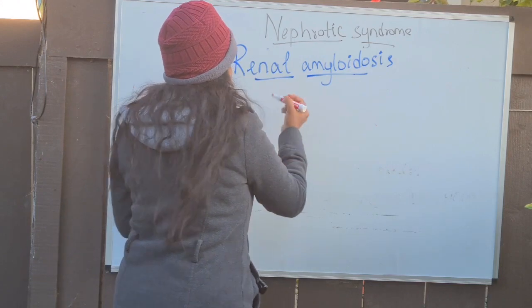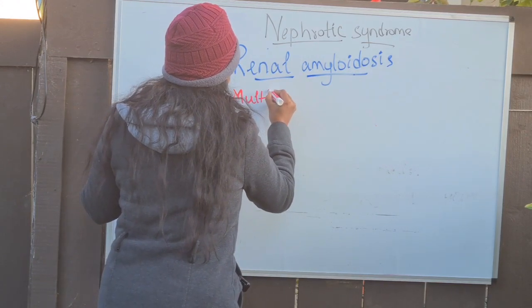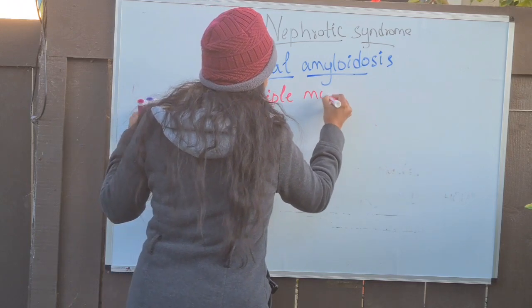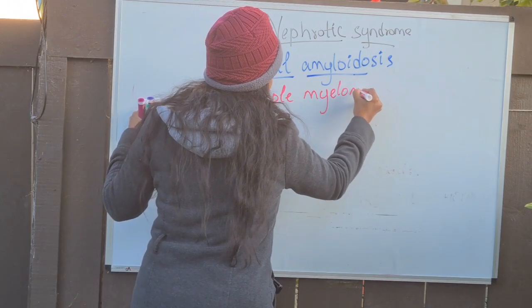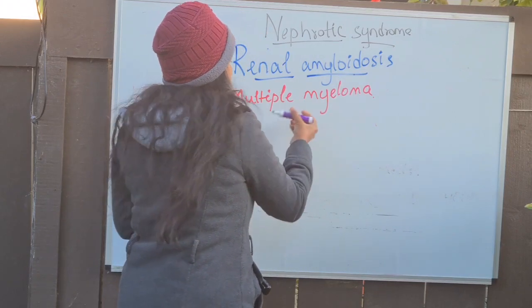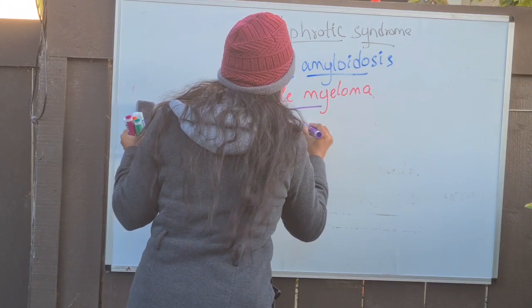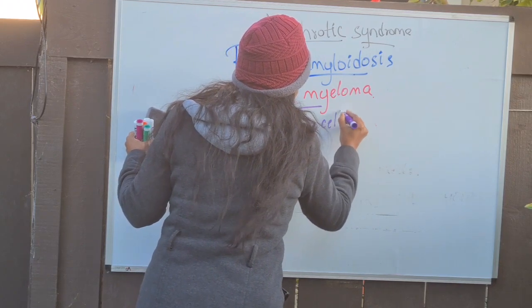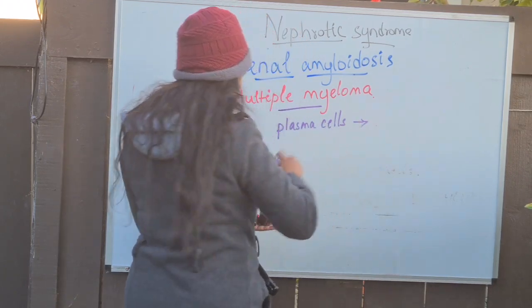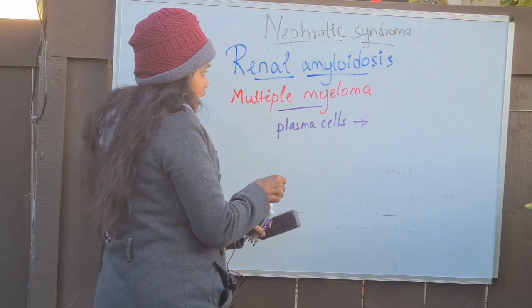Renal amyloidosis is most commonly caused by multiple myeloma. Okay. So let's see what multiple myeloma is. Multiple myeloma is nothing but the cancer of plasma cells. There will be abnormal plasma cell proliferation. So what do these plasma cells do? These plasma cells will be producing immunoglobulins. What are immunoglobulins? Immunoglobulins are the antibodies.